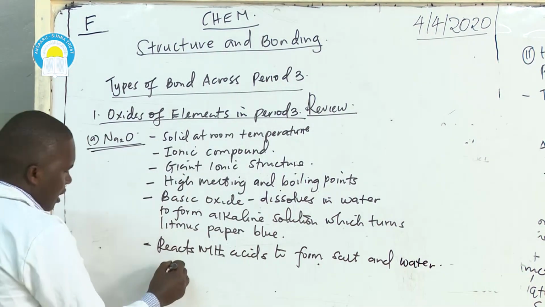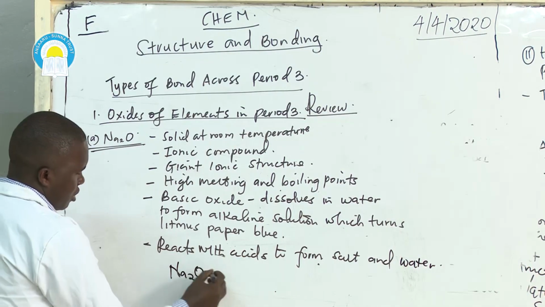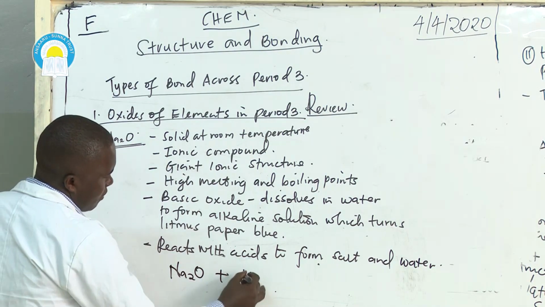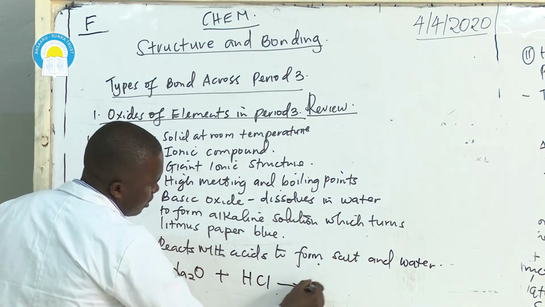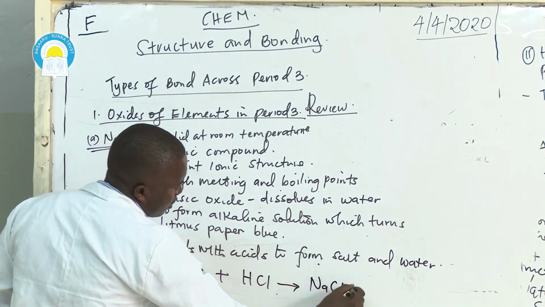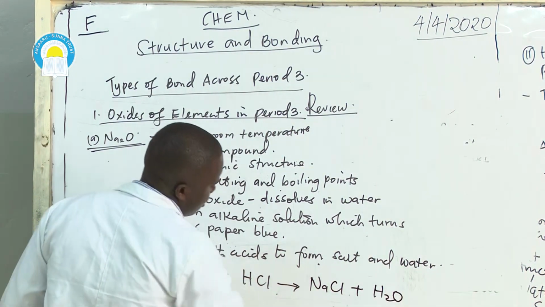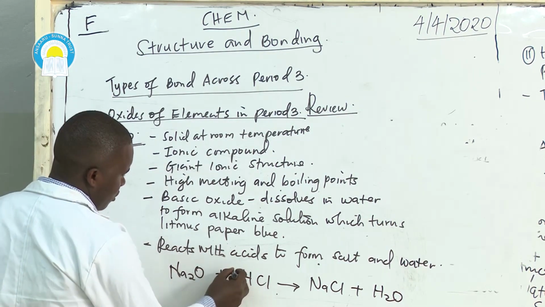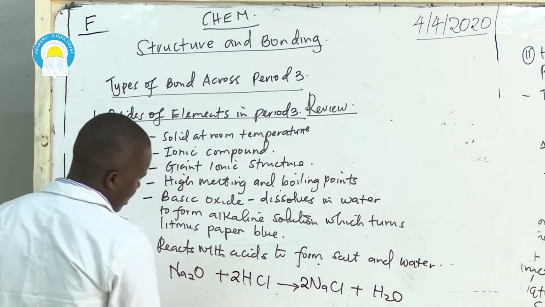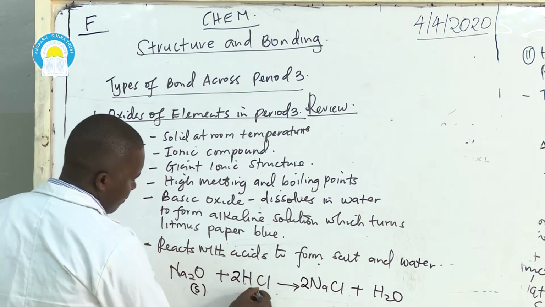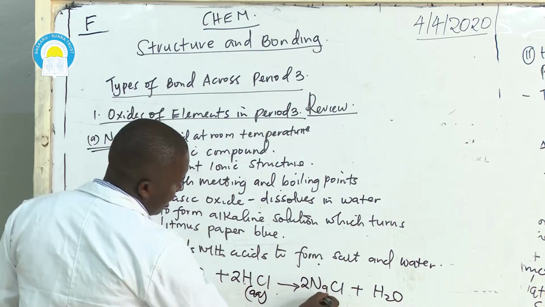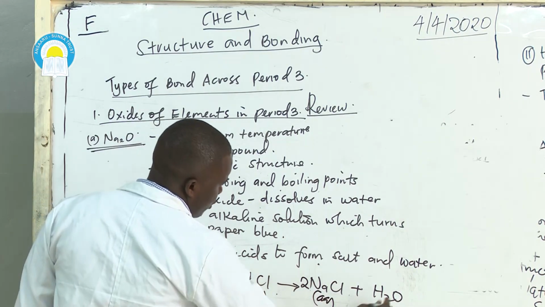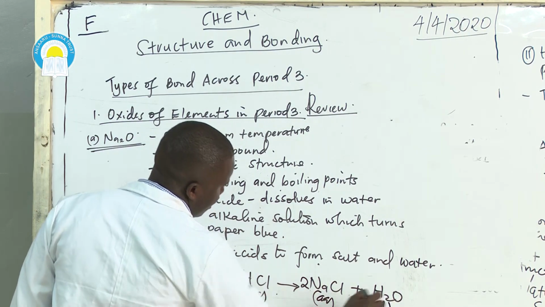So if you wish, you can write the equation. Sodium oxide plus HCl gives sodium chloride plus water. So how do we balance this? You write 2 here and 2 there. And these are solid, aqueous, liquid.